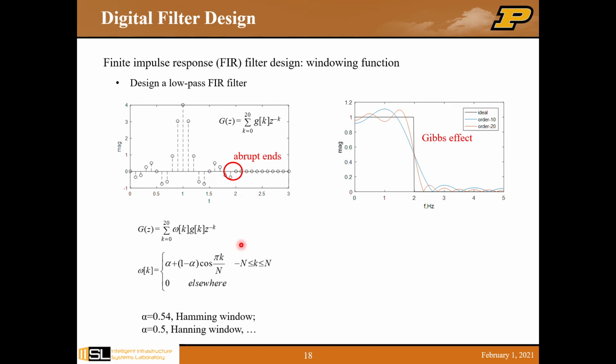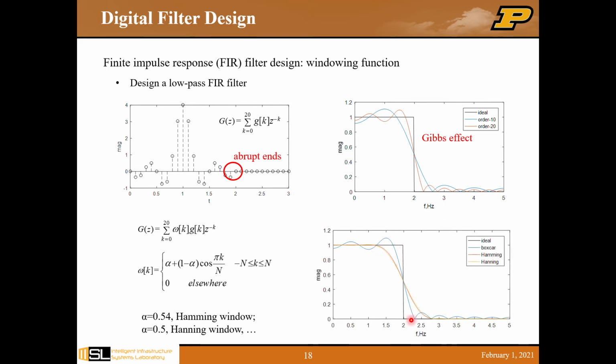It actually can be represented as the weight omega times the impulse response. Okay, and this is for common window functions, including the Hamming window and the Hanning window.